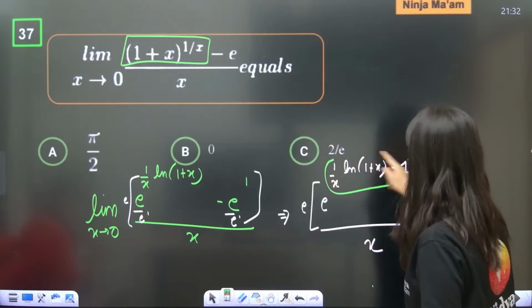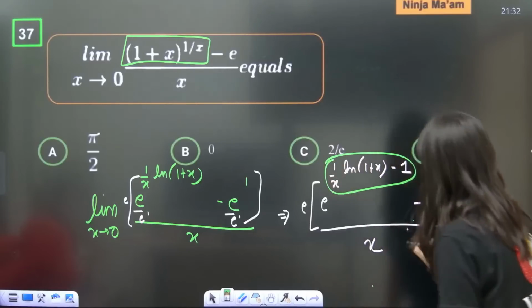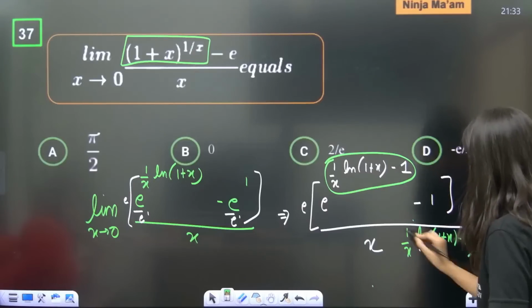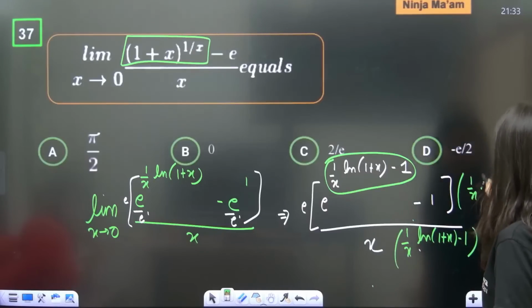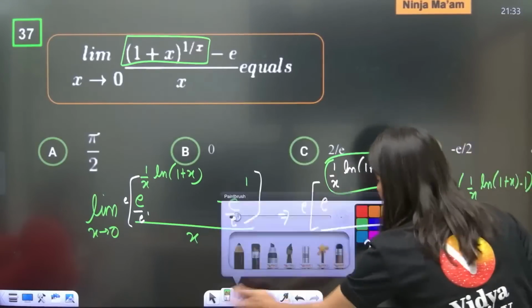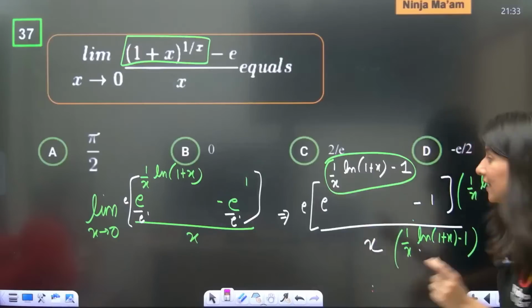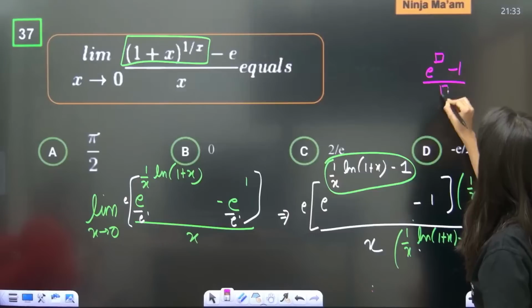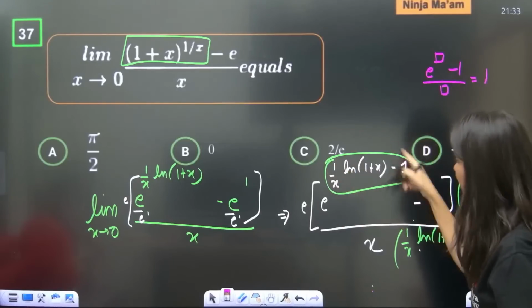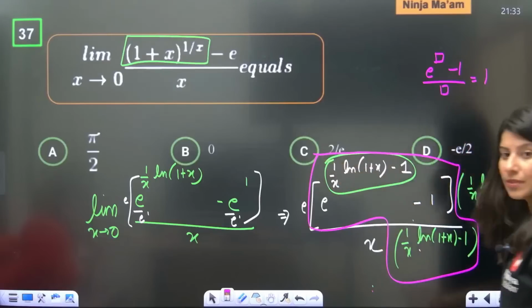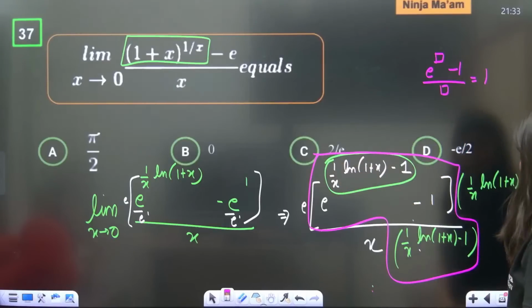Okay, so this is it, 1 upon x log of 1 by x minus 1, and this is 1 by x log of 1 by x minus 1. What I am trying to do is create the standard limit, e power whatever minus 1 upon whatever is 1. So e power the same thing. So this whole thing now, can you see, is 1, correct?